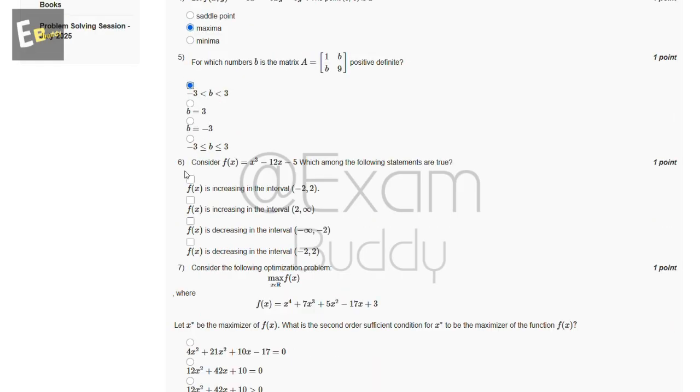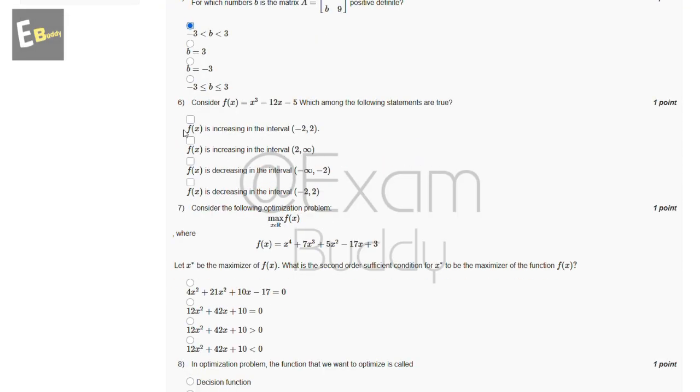Now the sixth question is, consider f of x is equal to x cube minus 12x minus 5. Which among the following statements are true? So these are the options, and the answer of our sixth question is B and D.